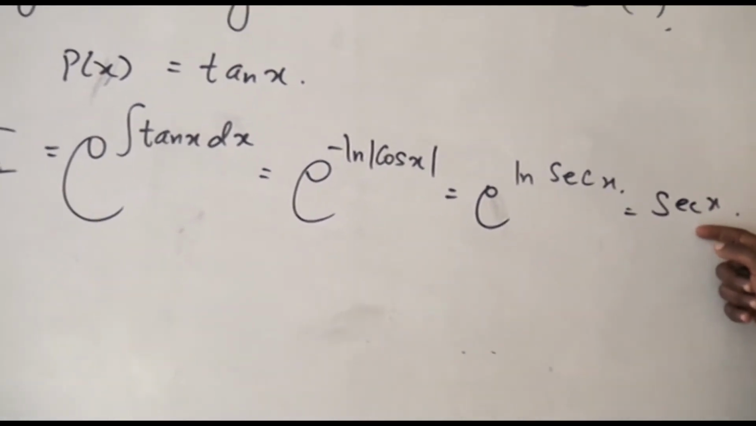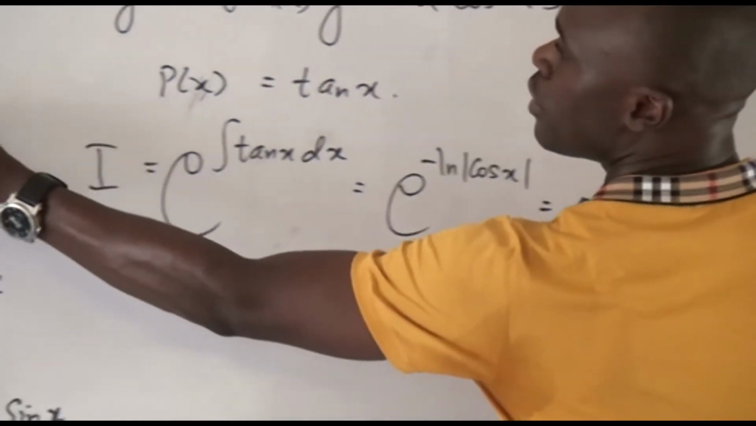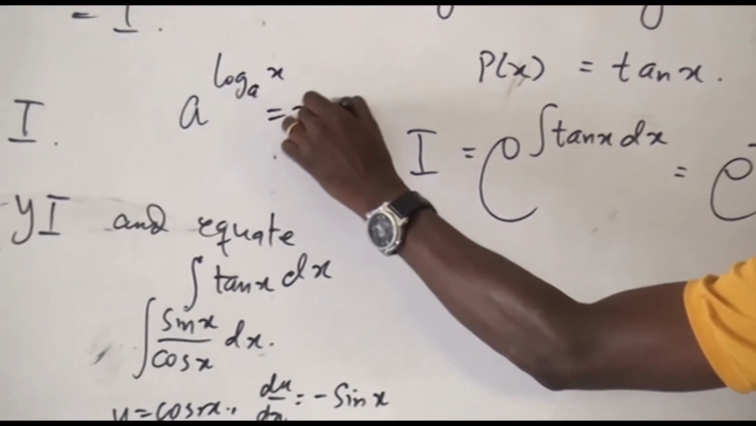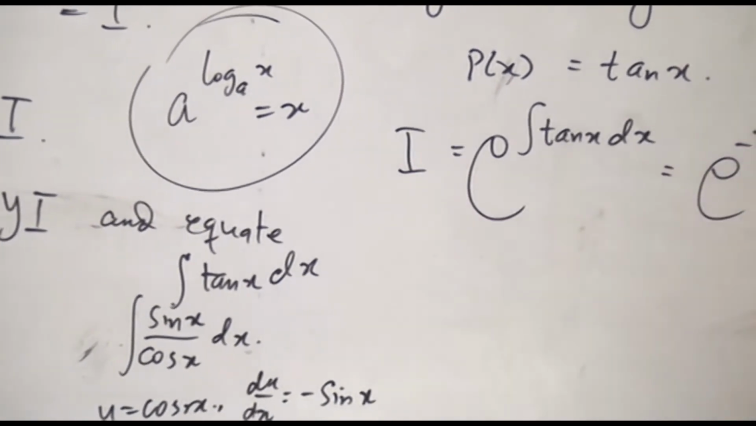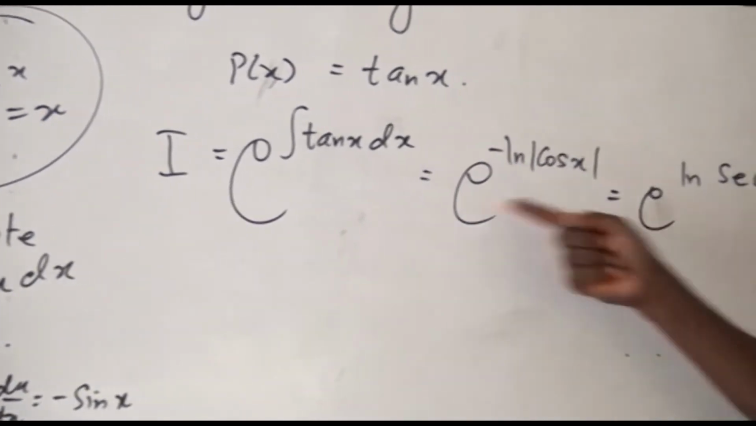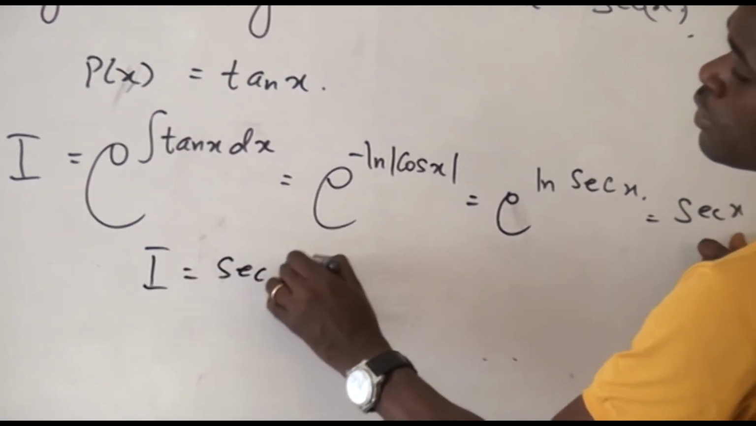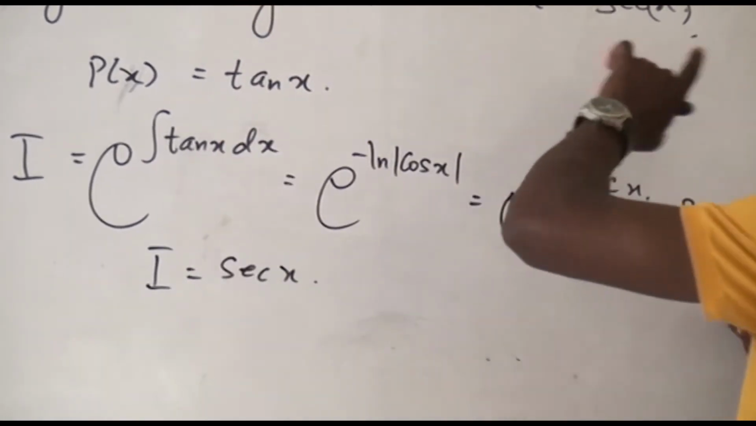And that will be a little bit confusing, but review your logarithm. You see that a to the log base a of x is actually equal to x. So you can remind yourself of your logarithm. I have a video on logarithm, you can check on that. So this is actually equal to this. So that means that our integrating factor is sec x. So we multiply the whole equation with sec x.